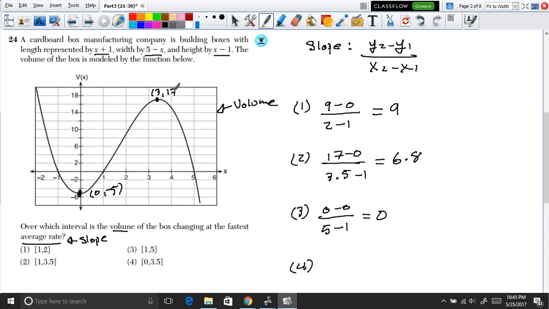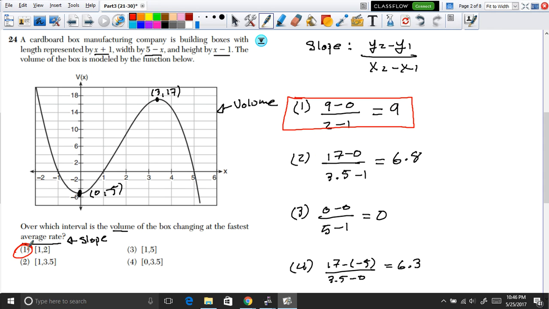So 3.5, 17. If we find our slope, we're going to get 17 minus 5 divided by 3.5 minus 0. And if we do this in the calculator, you're going to get 6.3. So look at the 4 options here. It seems like option 1 has the highest slope, the slope with the highest value. That means that from interval 1 to 2, that's when we had the fastest average rate.